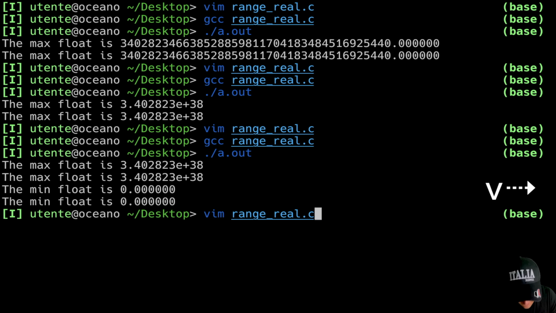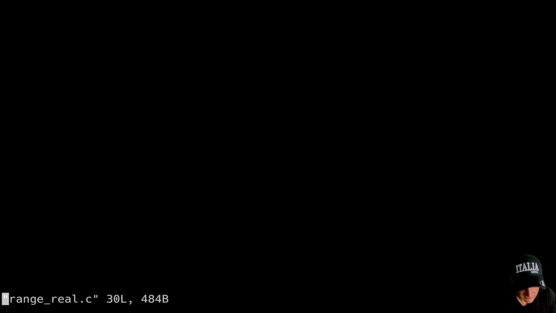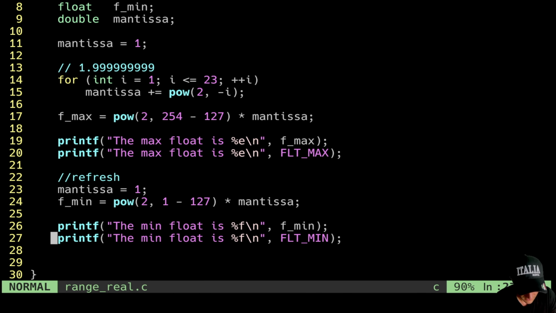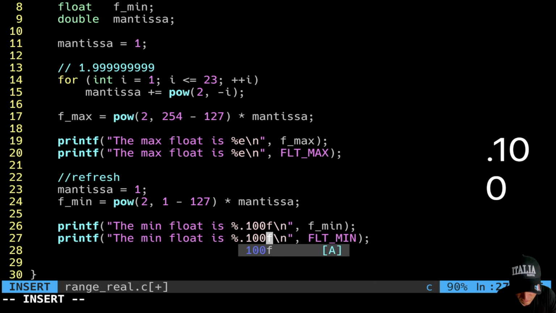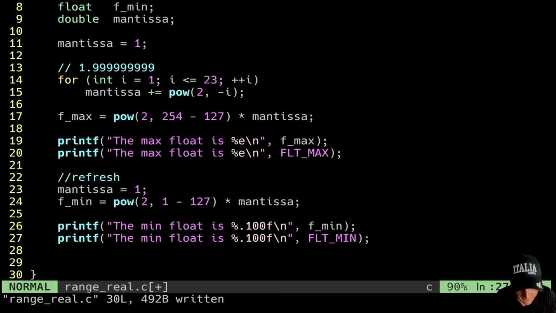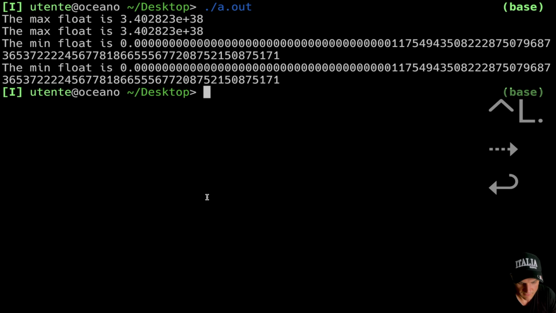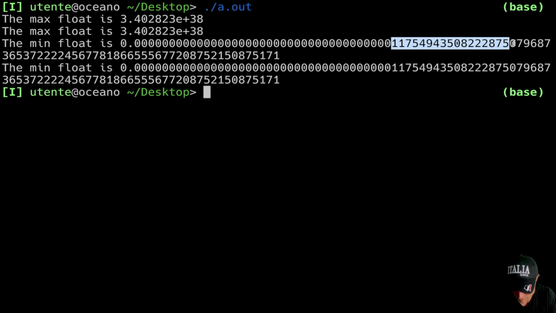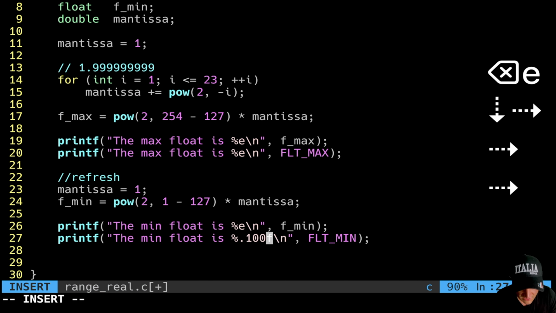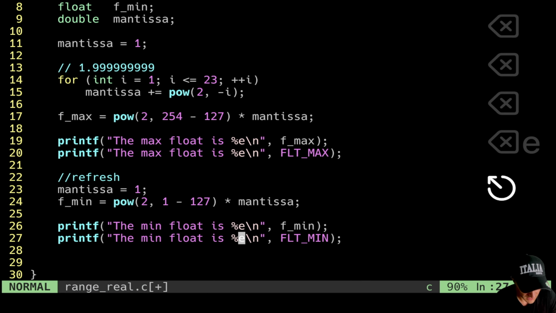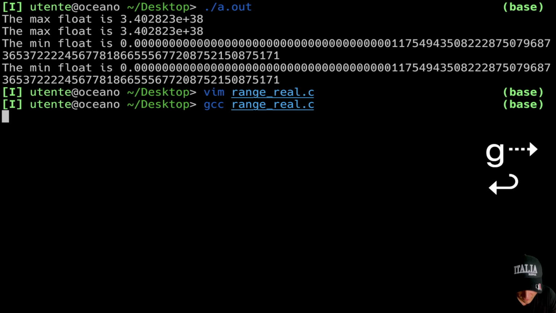And of course, the number is so little that I need many zeros. Let's do 0.100. So this is gonna show me 100 elements after the point. So let's compile and launch again. As you can see, it seems like it is the same. Oh, it is the same, right? All the digits are equal. Perfect.